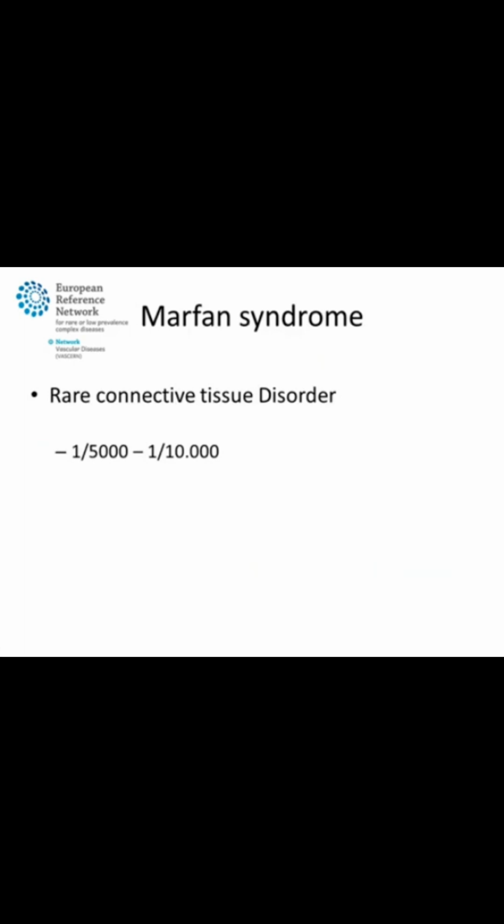Marfan syndrome is a rare disorder of connective tissue affecting approximately 1 in 5 to 1 in 10,000 people. It is a multisystemic disease, meaning that it typically affects multiple organ systems. I will get back to this in a minute. Marfan syndrome is caused by genetic defects or pathogenic variants in a gene called the fibrillin-1 gene.